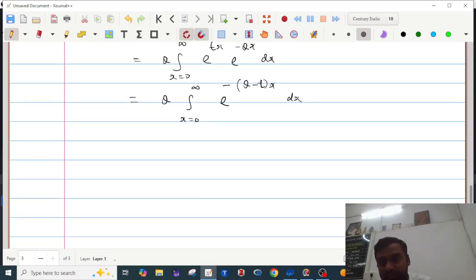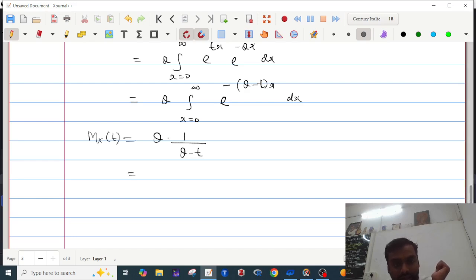If you use some simple substitution, u equals theta minus t, it will be e raised to minus ax. If you compare this with the same formula of gamma, you will get theta into, x raised to n minus 1 is 0 here, so n will be 1. So this is gamma 1 upon a, this is theta minus t raised to 1. So this is the MGF.